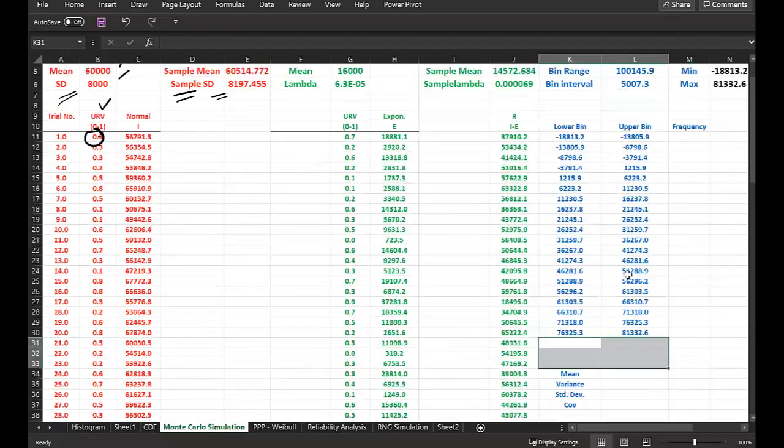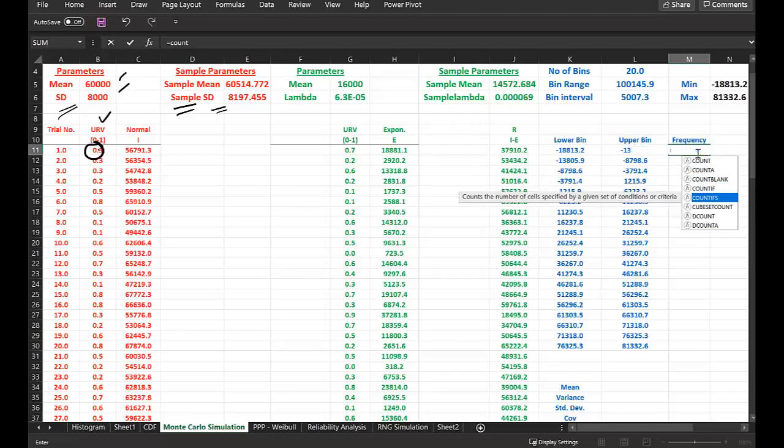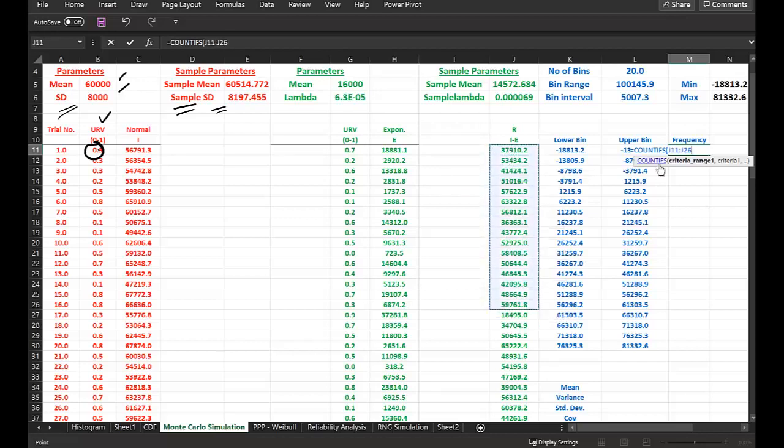Now let us find the frequency in each bin. We have to use the function COUNTIFS. This is asking me for the criteria range. This is the range, and it goes up to 110. Then we have to give the criteria, so I have to freeze this range. What is the criteria? In this case my criteria is greater than or equal to the lower bin size. The lower bin is here.